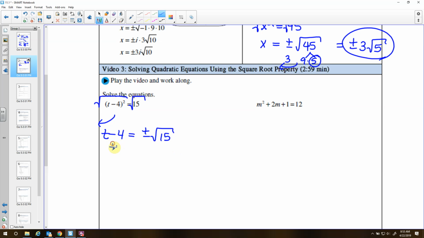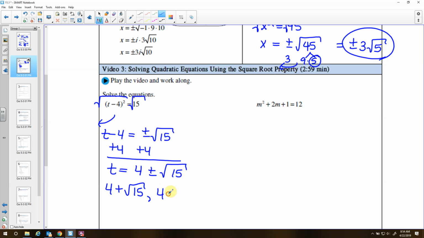But I do need to solve for t, so I'm going to add 4 to both sides. So that means that t equals 4 plus or minus square root of 15. Now, I don't know if we can list it like that in ALEKS, so we're going to say 4 plus square root of 15 is an answer, and 4 minus square root of 15 is my other answer. That's how I split up the plus and the minus. And you may have expressions like this that will come out to be two expressions where it's not just one happy little number.